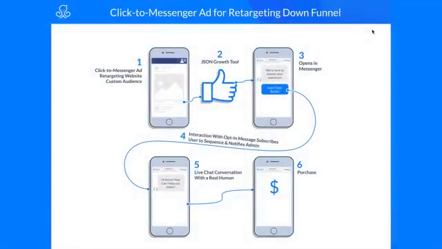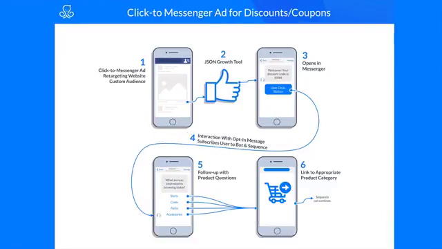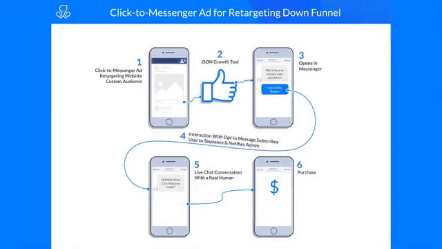All right, guys, so this blueprint is called Click to Messenger Ad for Retargeting Down Funnel. This is similar to the last blueprint, but a little bit different. This one works well when you're retargeting people who have visited a specific sales page about a specific product, or even multiple products. They visited that sales page, but they didn't buy. So we would run a Click to Messenger ad, retargeting that custom audience that Facebook will dynamically update for you. We're going to leverage the JSON growth tool.